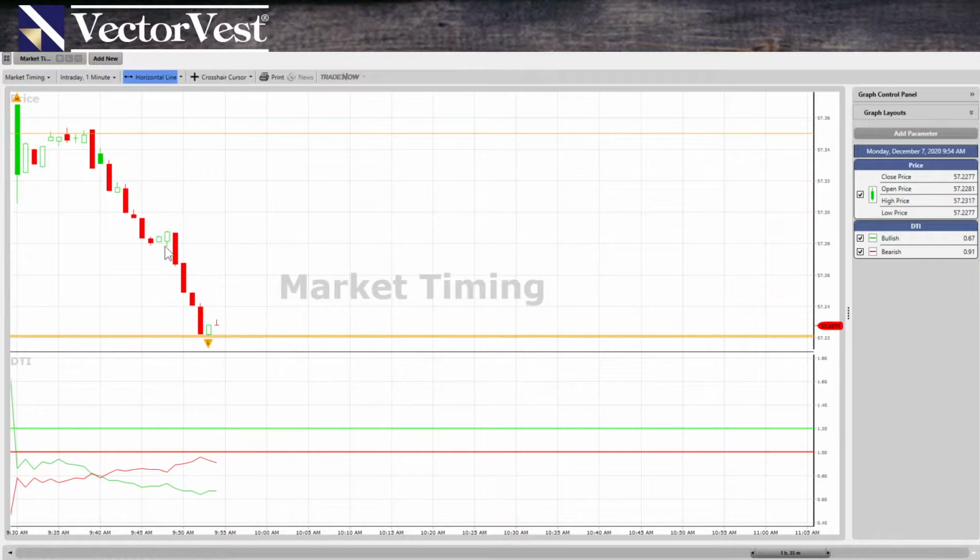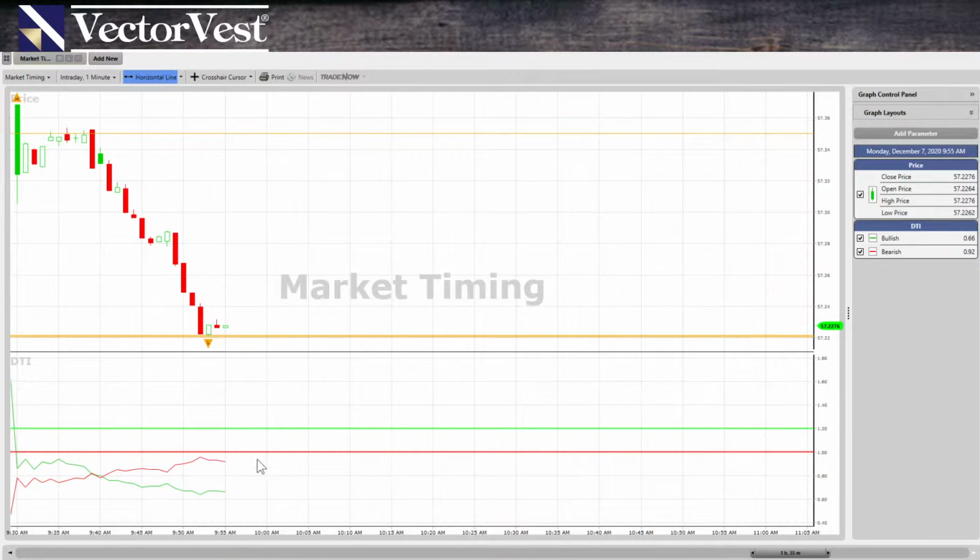Well, we've been finding intra-session lows all morning, and then they keep getting broken. Let's see if this new intra-session low at 57.22 can hold on the VectorVest composite. But throughout the day, you will get a real day trading timing call to help you with your trades.